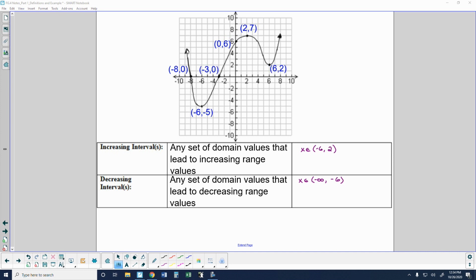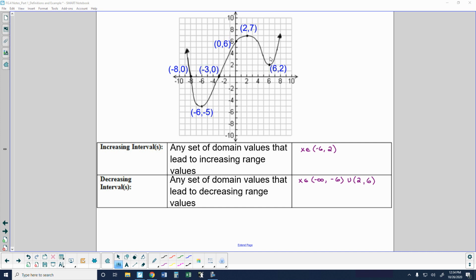Think of this as a roller coaster ride. If this is a roller coaster ride, this is going down, that's a decreasing interval. This is going up, that's an increasing interval. At 2, we turn around again, and now we start to come back down. So there's another decreasing interval. This one starts at 2, and we follow it from 2 all the way down to this point. The x value there is 6, so from 2 to 6 on the x, we're decreasing.